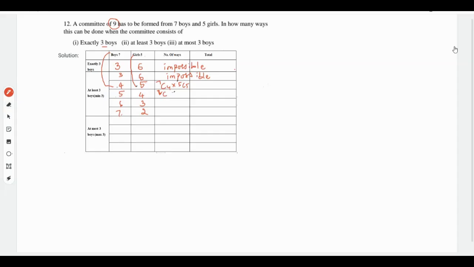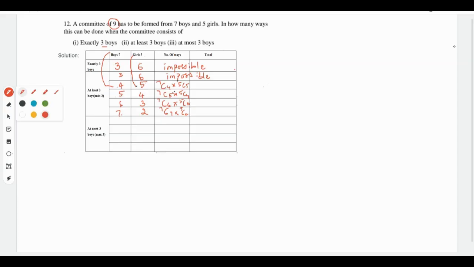Then 7C5 into 5C4. Then it is 7C6 into 5C3. Then it is 7C7 into 5C2. We will simplify this part.